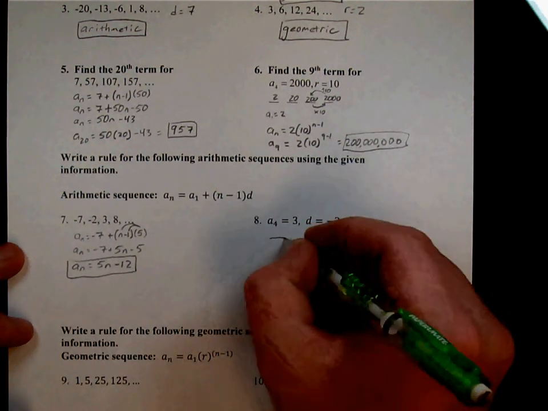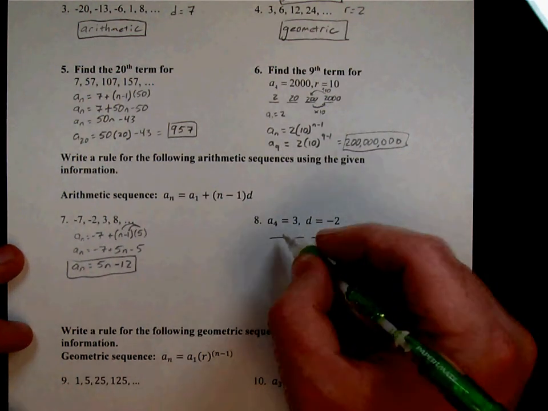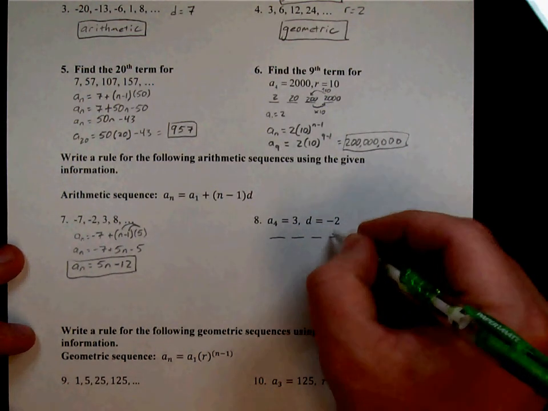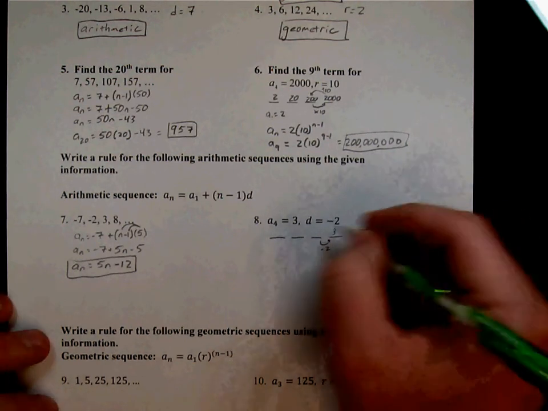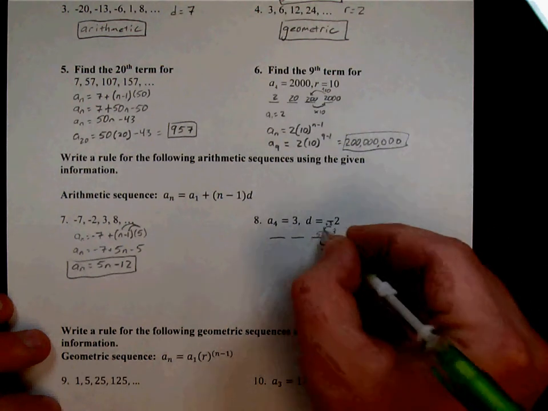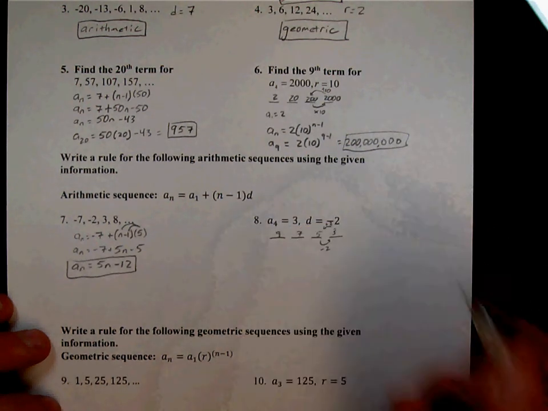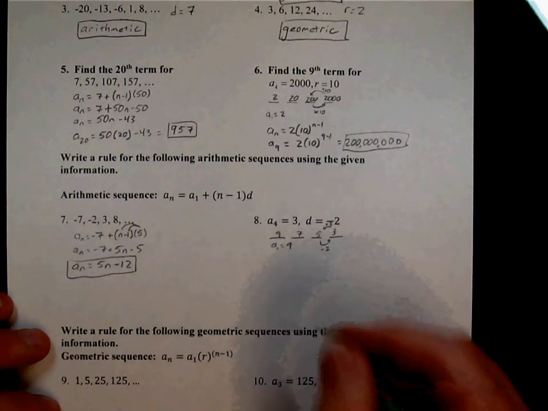For number 8, I don't know the first term, so I'm going to kind of lay it out like I did on number 6. We don't know the first 3 terms. We know the fourth term is 3. This time from one term to the next, I'm subtracting 2. D is negative 2. So if I'm going to work backwards, I would do the opposite. I would add 2. So it's 5, 7, and then it's 9. So my first term I see is 9.